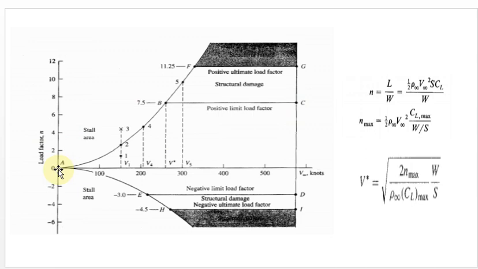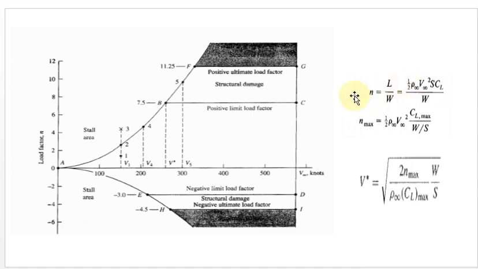First we will see the curve. This is the graph between the velocity of the flight and load factor: flight velocity on the x-axis and load factor on the y-axis. Based on which equation will this total graph be drawn? Because of this equation.